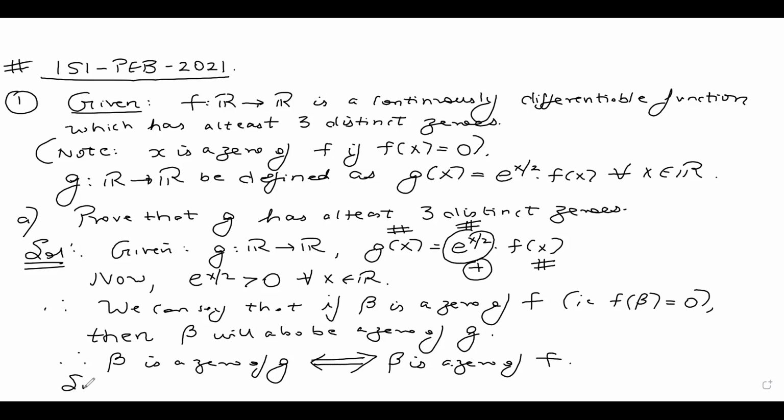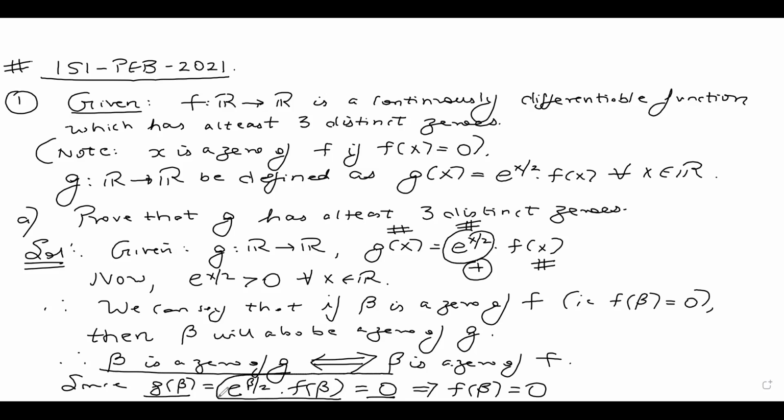You can clearly see that g of beta will be equal to e to the power beta by 2 into f of beta. Now e to the power beta by 2 will always be positive. So this equal to 0 implies f of beta is equal to 0. If I say that beta is a zero of g, that means g of beta is equal to 0. What is g of beta? E to the power beta by 2 times f of beta. Now e to the power beta by 2 is always positive because it's a positive base raised to any power. So for the whole term to be equal to 0, f of beta must be equal to 0, which implies beta must be a zero of the function f also.